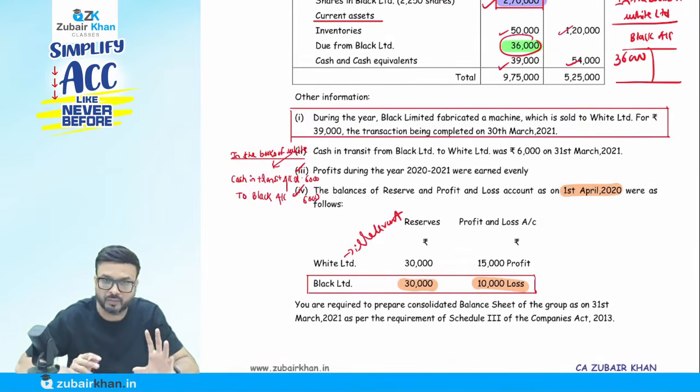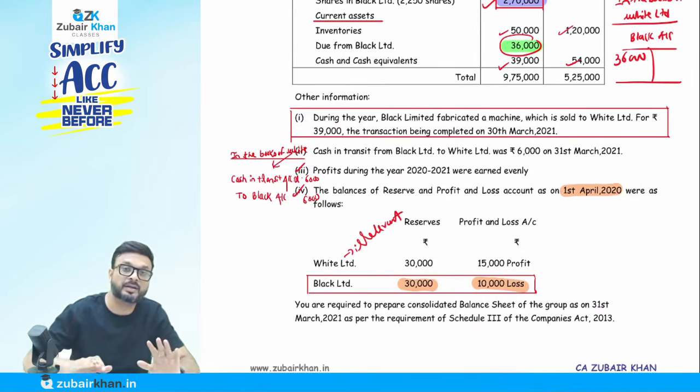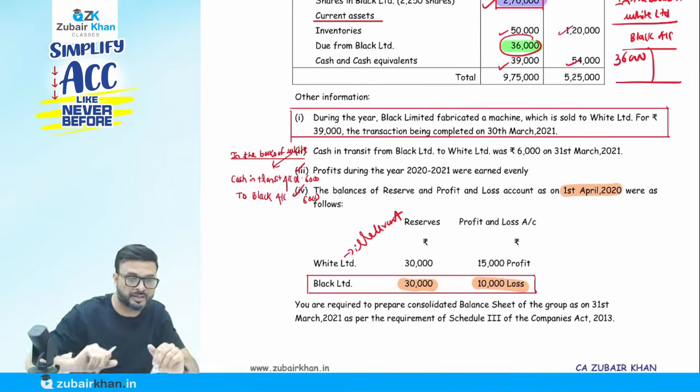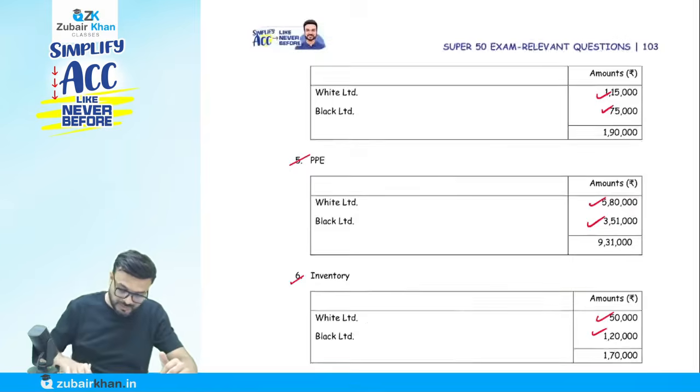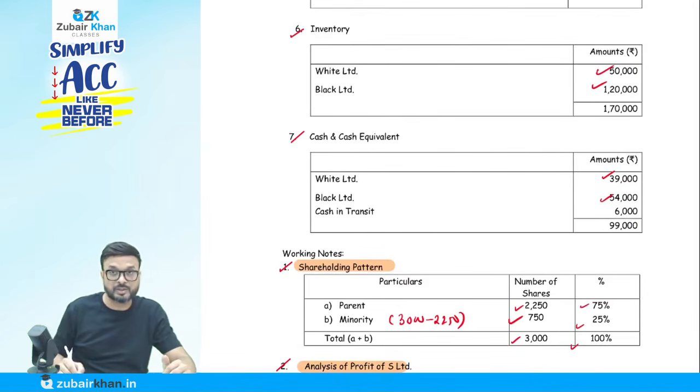You can pause the video if you want to write anything down. But listen to me carefully, and trust me, at the end of the session you will be able to understand each and every concept. I will just discuss the concept here. Your each and every second is important. Now this cash in transit account debit to black. So cash in transit, where will it come? In cash and cash equivalent. You can see that here in notes to account on cash and cash equivalent, it's 6,000.